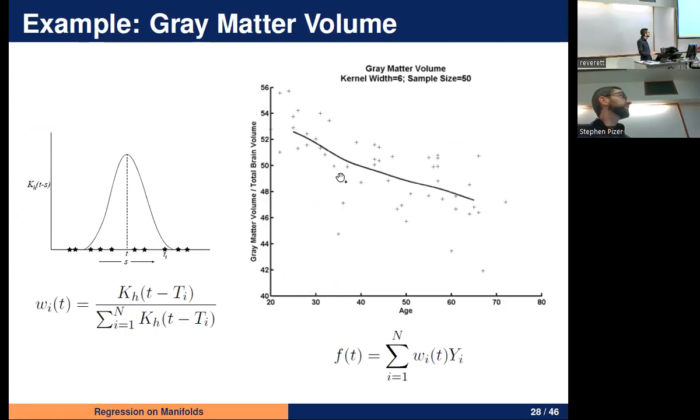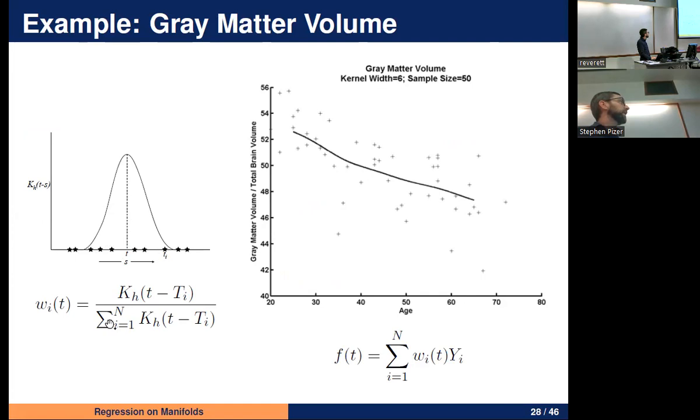So this is what it looks like in pictures. A weighting function on kernel k could be something like a Gaussian, where if I want to evaluate the regression function at some t, I will weight my data depending on how far it is in t from this center point. That's what this weighting function looks like.